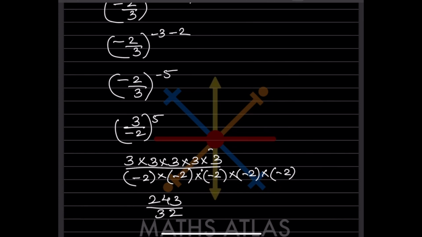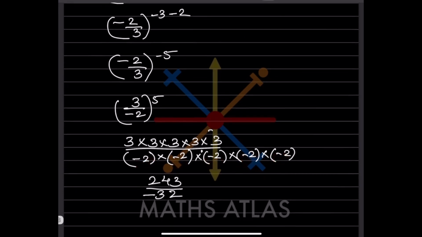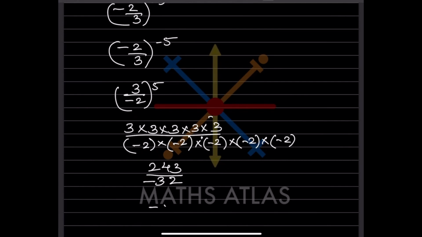But now let us see the negative sign. We have 1, 2, 3, 4, and 5. So this is an odd number. So you are going to write here minus 32. So this also can be written as minus 243 by 32. So this is the answer.